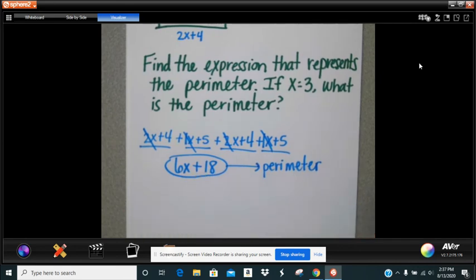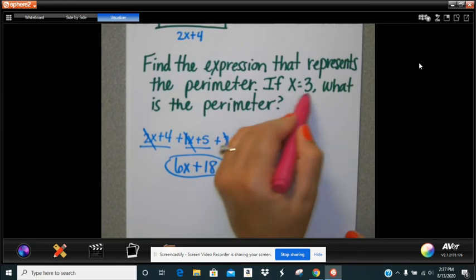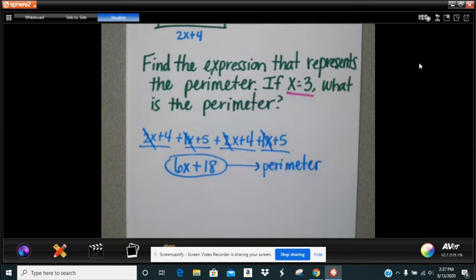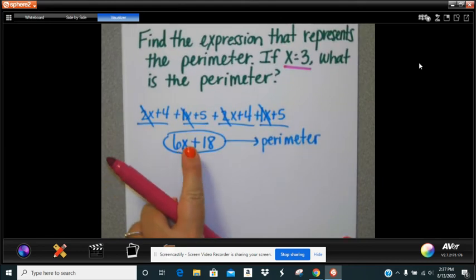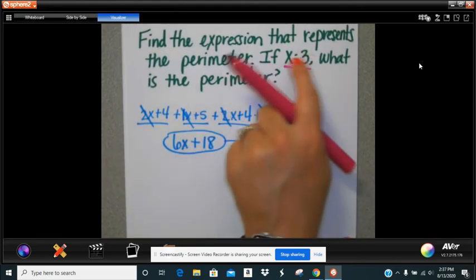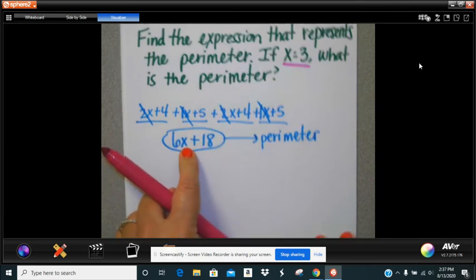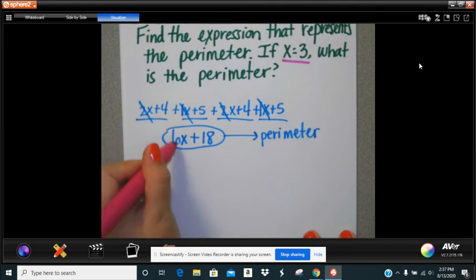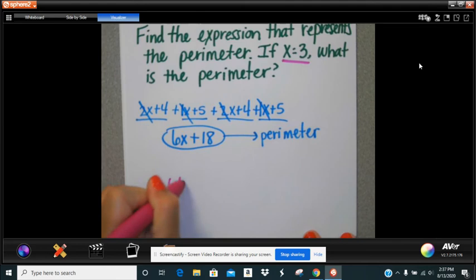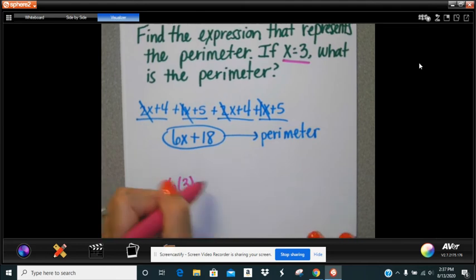But then it takes it a step further and asks, if x is equal to 3, what is the perimeter? In this case, we have an x in our expression. It's saying if this unknown amount here was 3, what would the perimeter be? So we're going to substitute x equals 3 for the x in our expression. Remember, the coefficient of the variable is multiplying, so that's like 6 times x. Instead of x, we're replacing it with a 3. Then finish out your expression with the plus 18.